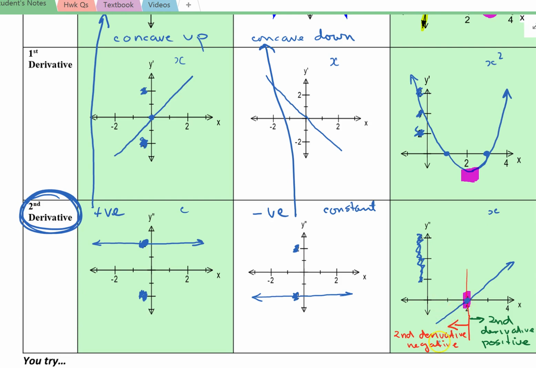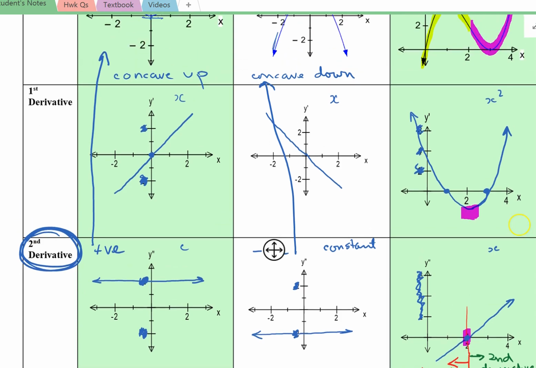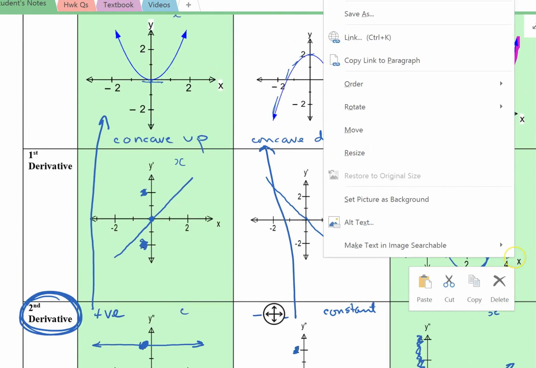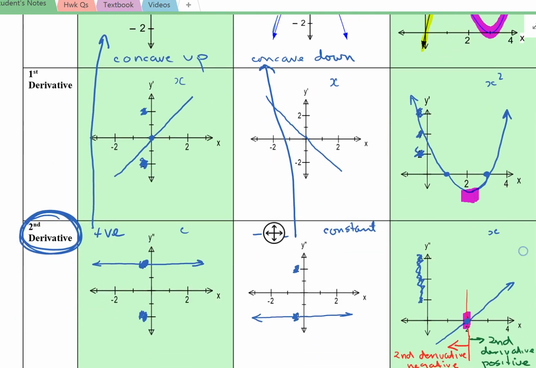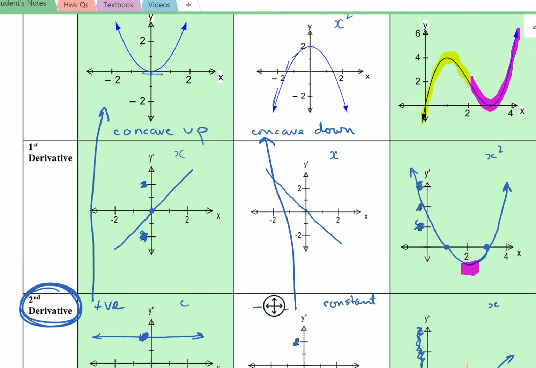What do I know? That if the second derivative is negative, it should be concave down. So is it concave down all the way to x is 2? Yes, that's exactly what's happening. It's concave down all the way to x is 2. And thereafter, it's positive. And you can see the graph is concave up after that. I'll have to stop the video right now.